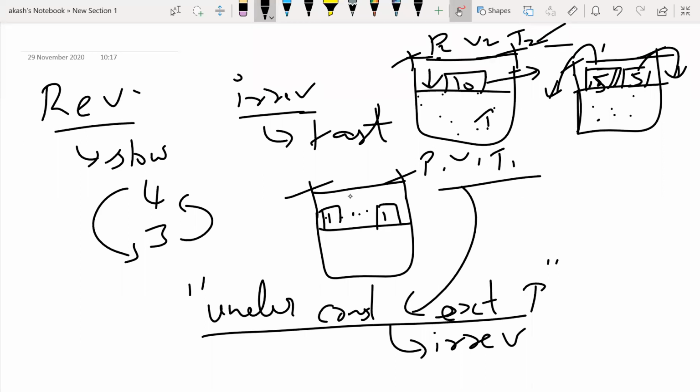Now why do we say like this? It's pretty simple, right? As soon as you remove the 10 kg mass, there is only one external pressure which is getting supplied here, and that would be my atmospheric pressure, right?